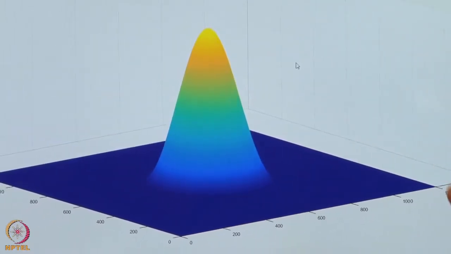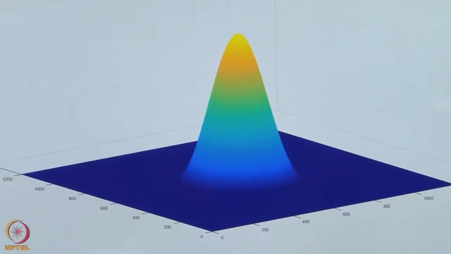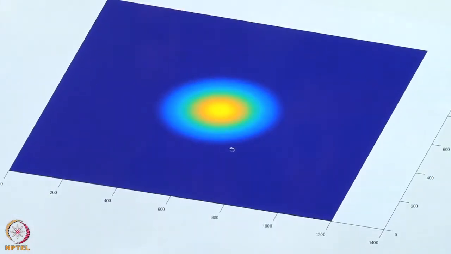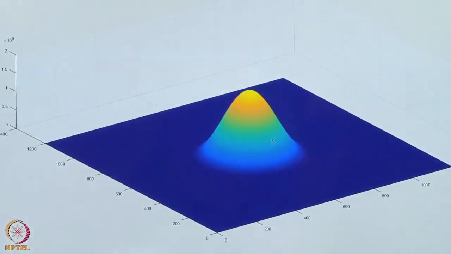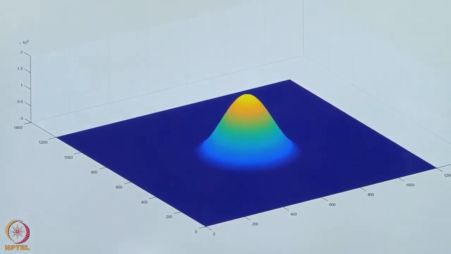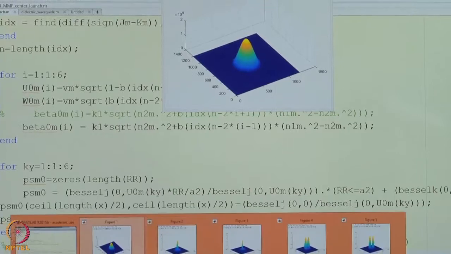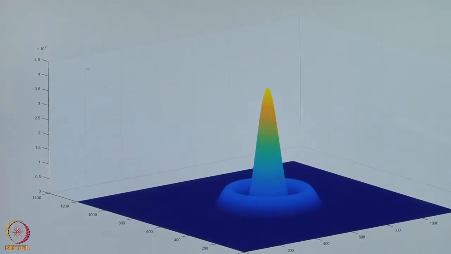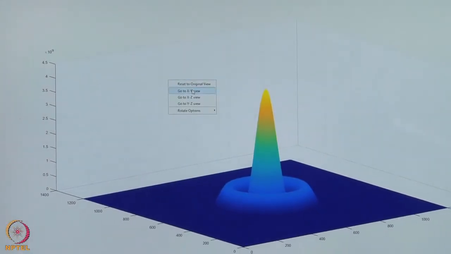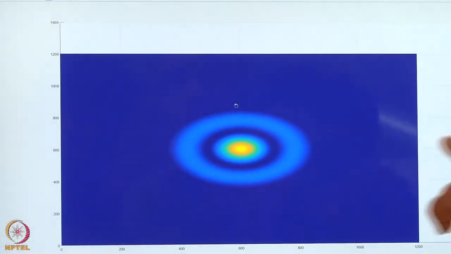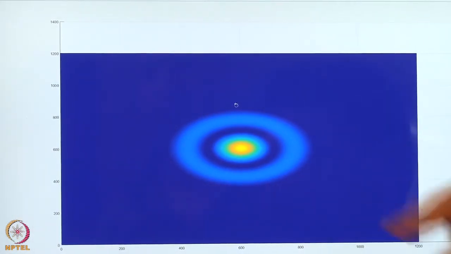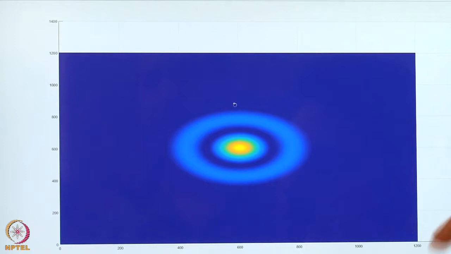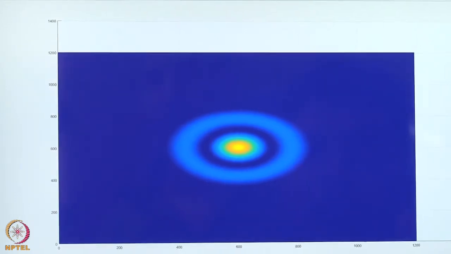In this mode, this is the LP01 mode, where L is 0 and M is 1. We can make sense of this mode by seeing it from the top view. So this is the LP01. Then this is the LP02 mode. You can see that in the radial direction only variation is there, and in the azimuthal direction there is no variation. That is why L is 0. And there are two variations, so LP02.